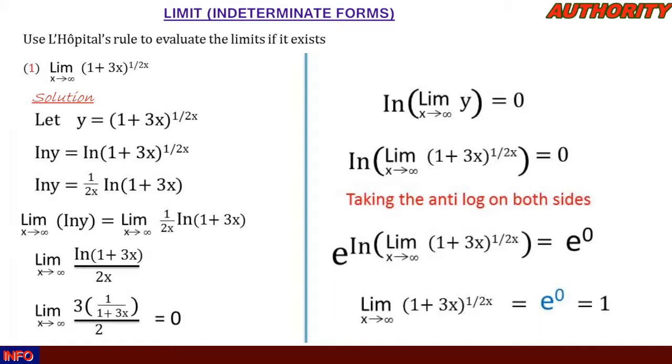Any number raised to power 0 is equal to what? 1. So the evaluation of the limit, lim as x approaches infinity of (1 plus 3x) raised to power 1 all over 2x, is equal to 1. All right? Yes. Let's take another example.